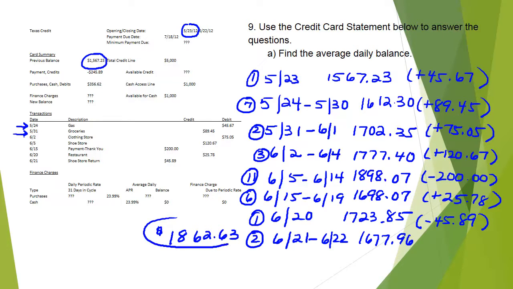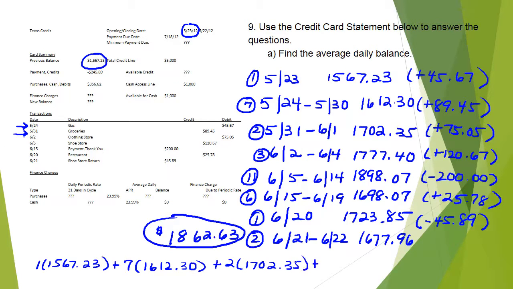So to figure out the average daily balance, you take the number of days times the balance. So for 1 day, I had a balance of $1567.23. Plus for 7 days, I had a balance of $1612.30. Plus for 2 days, I had a balance of $1702.35. And you continue this all the way up to the last 2 days, I had a balance of $1607.96. Be very careful when entering this into your calculator. Now you'll notice down here it tells me that I have a billing cycle of 31 days. So I'm going to take this whole entire amount, divide it by 31, and that's how I get my average daily balance.